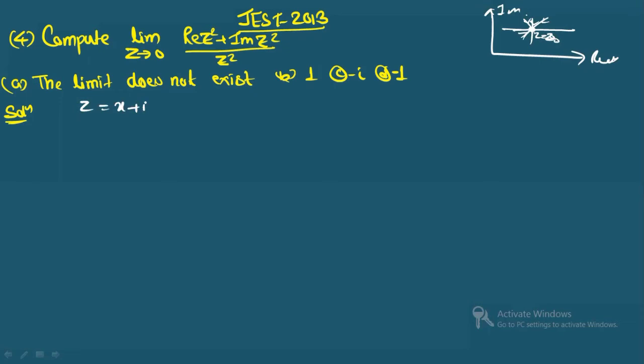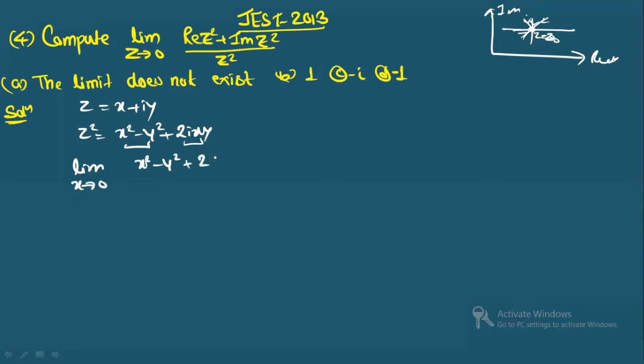In our problem, z is equals to x plus iy. So z square is equals to x square minus y square plus 2ixy. Now this is the real part of z square, this is the imaginary part. So you can write limit x tends to 0, this will be x square minus y square plus 2xy divided by z square, which is x square minus y square plus 2ixy.